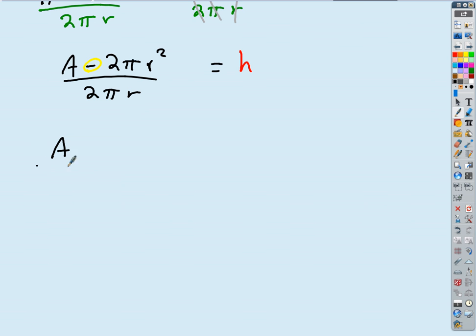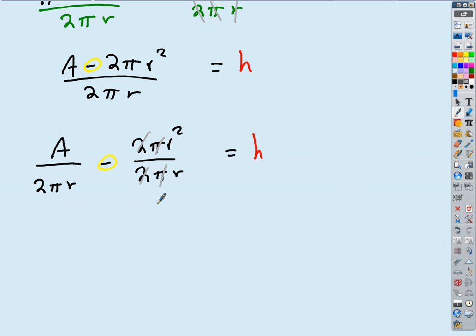So I get a divided by 2 pi r minus, and there's that same minus sign, right, that's splitting the two terms apart, minus, my other term would be 2 pi r squared on the top, divided by my common denominator, 2 pi r. Now, why did I do that? I can't really reduce anything there, but could I cancel some stuff here? Quite a bit, right? I could cancel the 2's, I could cancel the pi's, and what's r squared divided by r? Just r, isn't it?